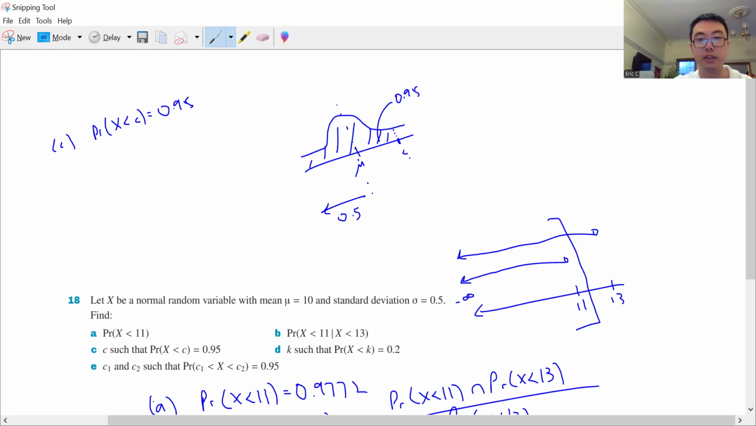So that's why the C is on the right hand side here, because it's more than 0.5. So 0.95 is this point here, and we're trying to find what C is using the inverse normal in our CAS. So go to menu, probability, distribution, and go to inverse norm, which is number 3 there. And then just go enter. Now your area is going to be 0.95.